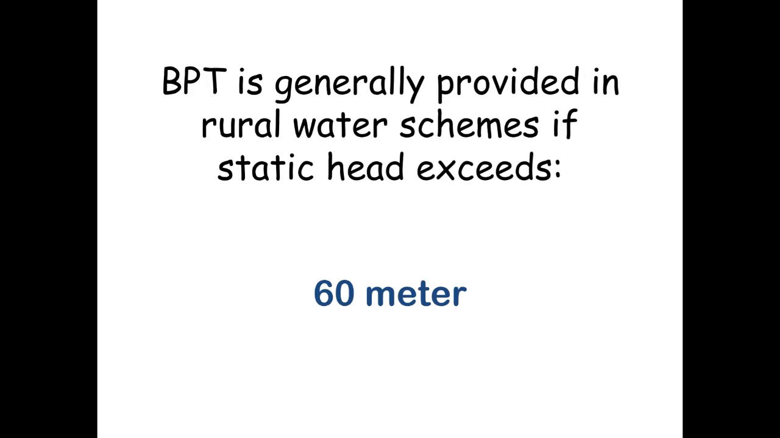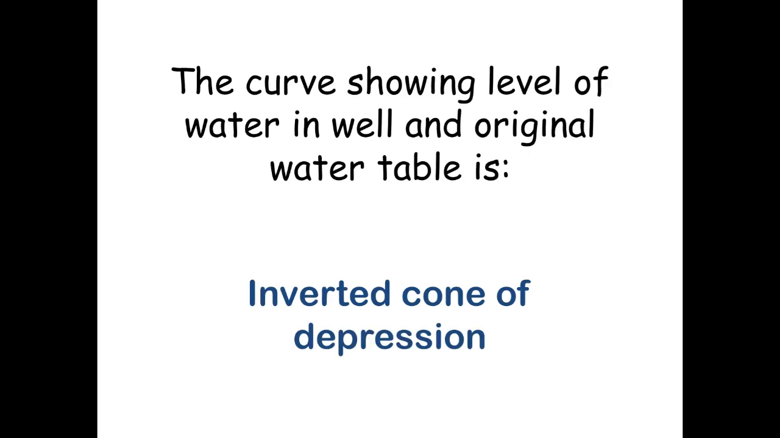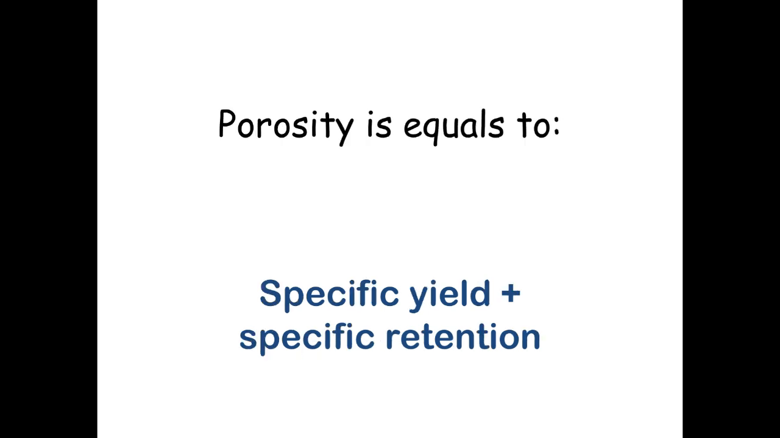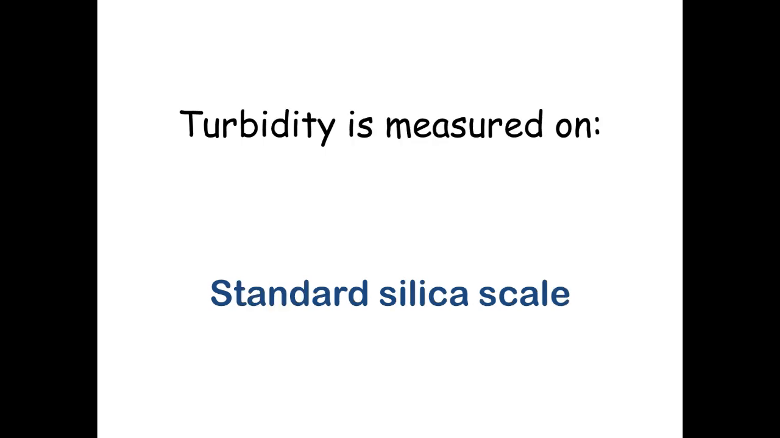Break pressure tank is generally provided in rural water schemes if static head exceeds 60 meter. The curve showing level of water in well and original water table is inverted cone of depression. Porosity is equal to specific yield plus specific retention. Turbidity depends on suspended and colloidal solids. Turbidity is measured on standard silica scale.